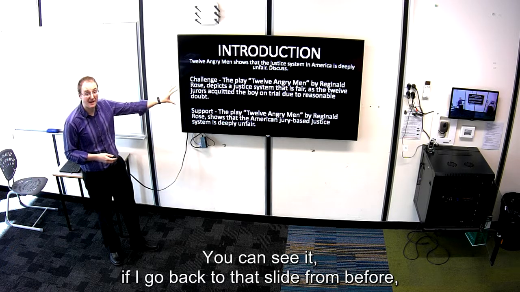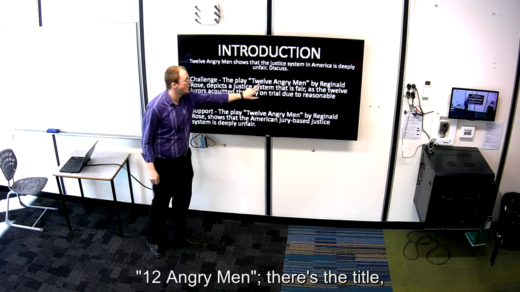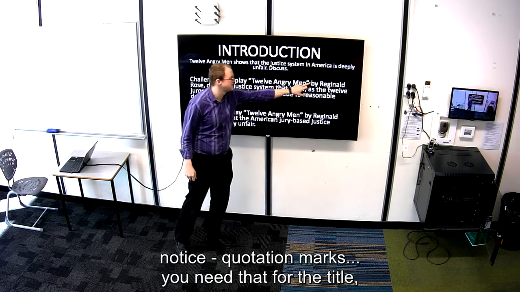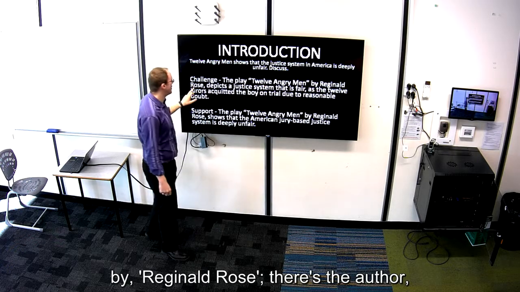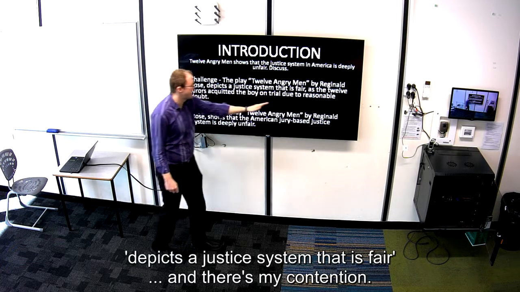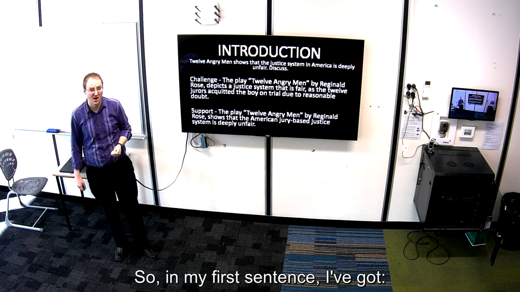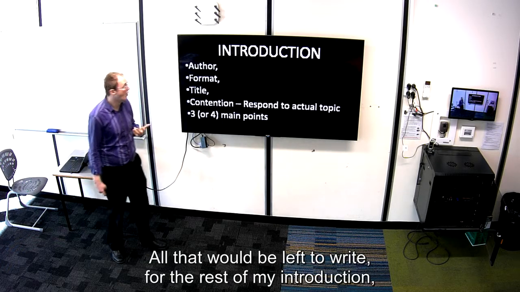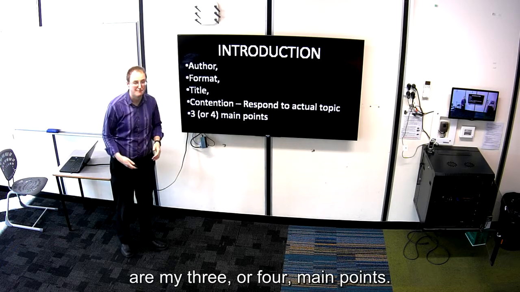You can see it if I go back to that slide from before. The play, there's the format. 12 Angry Men, there's the title. Notice, quotation marks. You need that for the title. By Reginald Rose. There's the author. Depicts a justice system that is fair. And there's my contention. So in my first sentence, I've got author, format, title, contention. All that would be left to write for the rest of my introduction are my 3 or 4 main points.